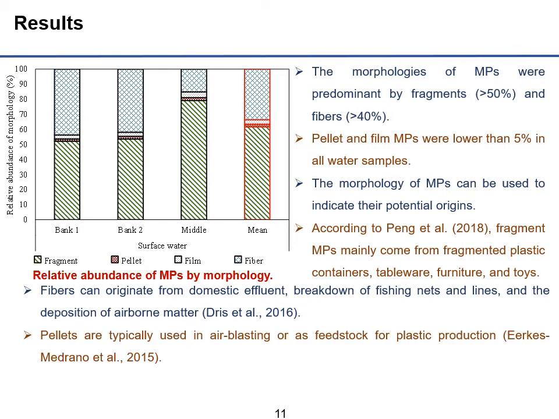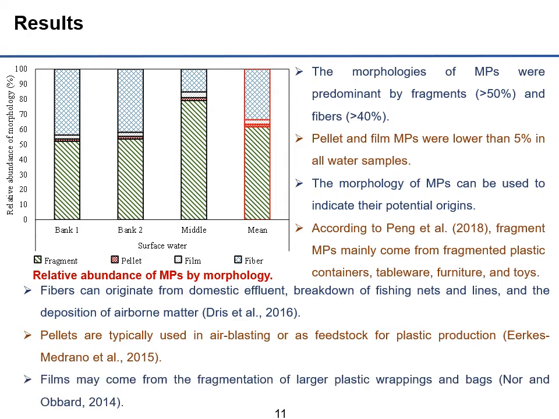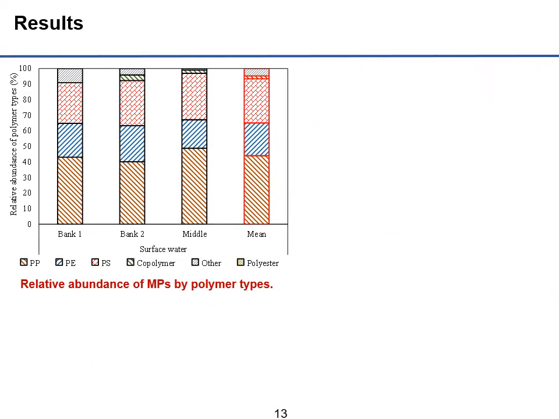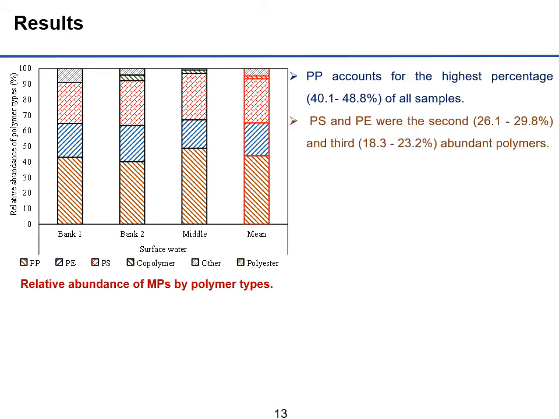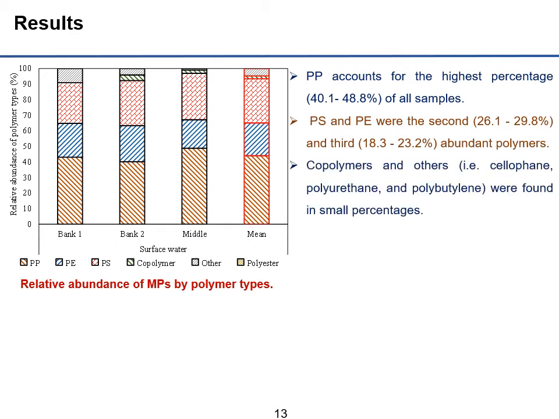And the pellets are typically used in air blasting or as the feedstock of plastic production. And the film may come from the fragments of larger plastic wrapping or bags. Now, let's talk about the polymer type of microplastics. So we can see from the figure here, the polypropylene accounts for the highest percentage. The polystyrene and polyethylene were the second and the third most evident polymer types. The copolymer and other were found in smaller percentages.